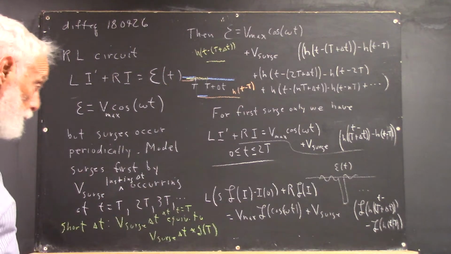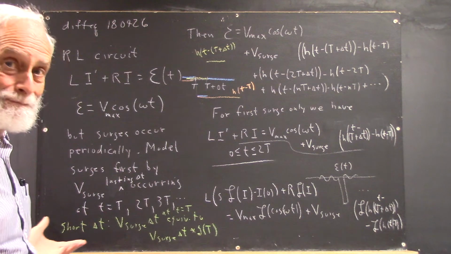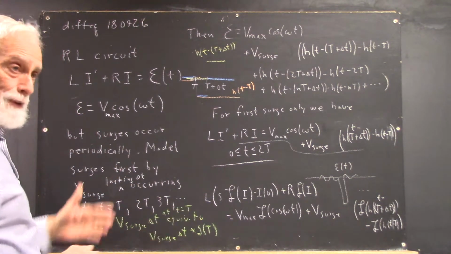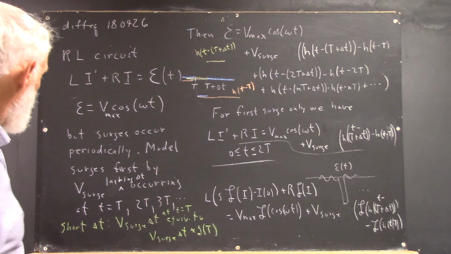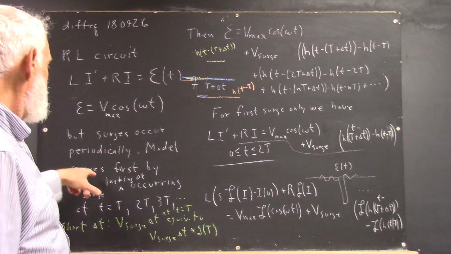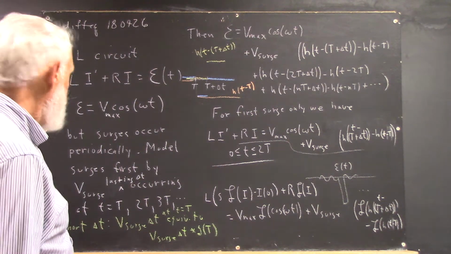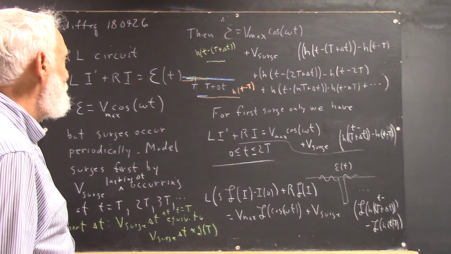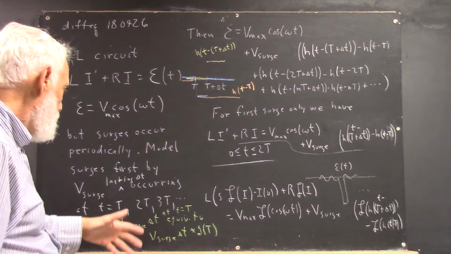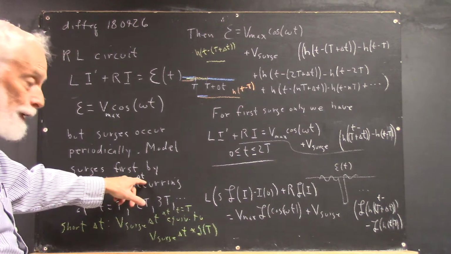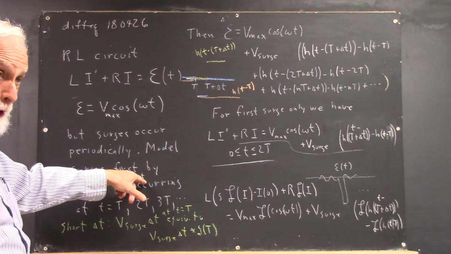Being careless, not having worked this out in advance. So let's just see where the errors were, okay? First place, I said we have a surge, V surge delta T, okay? That's not what we want. We want V surge lasting delta T, okay?